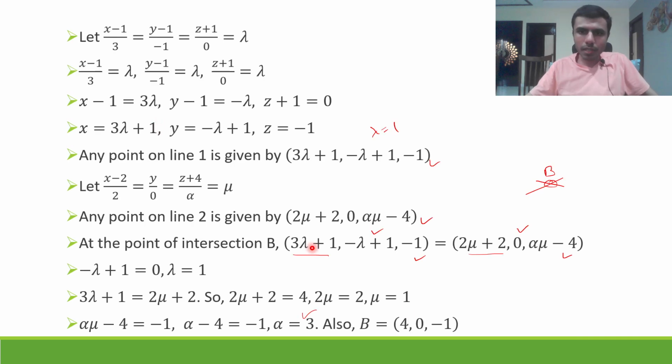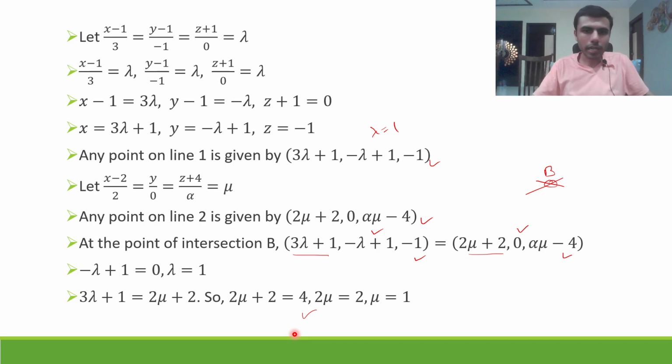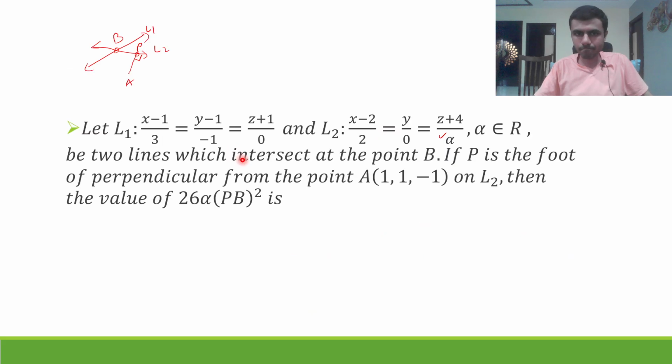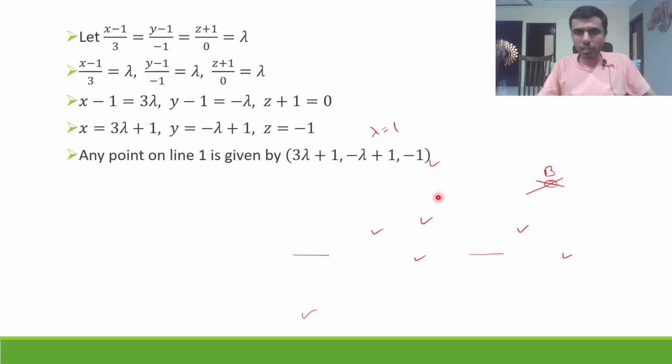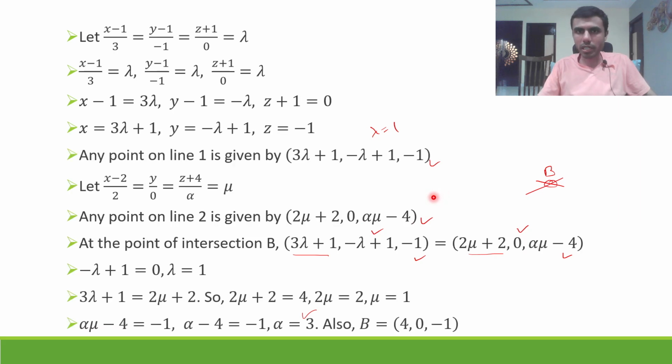Now next, I got my point B, I got alpha. Now what do I need to do? Let's go back to the question. The first part I used. If P is the foot of the perpendicular from A on L2, A is 1, 1, minus 1. I need to find out P now. What is my line 2? x minus 2 by 2 is equal to y by 0.